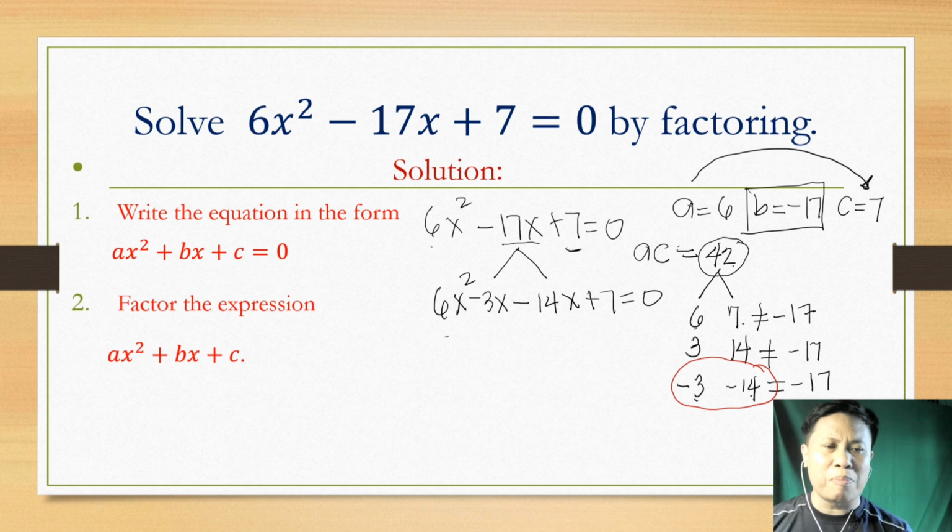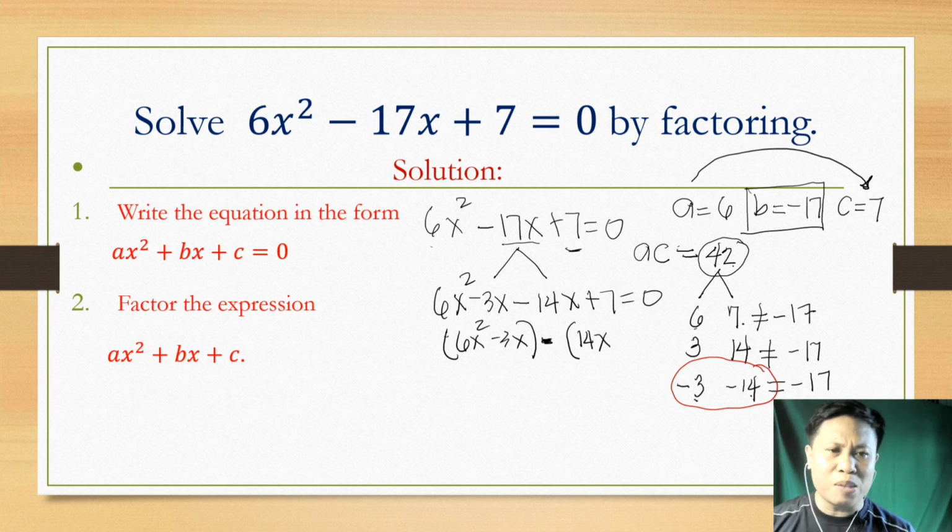Then we group by parentheses. So, you have 6x squared minus 3x, then minus, since this one is minus, 14 will become positive 14, and this positive 7 will become negative 7. So it will be affected. But when you multiply that, negative times 14x, babalik dito sa original negative 14. Negative times negative 7 will become positive 7x.